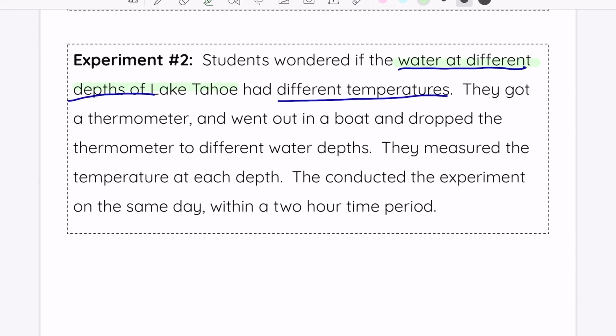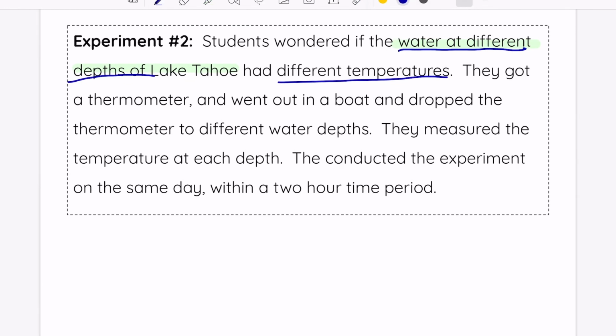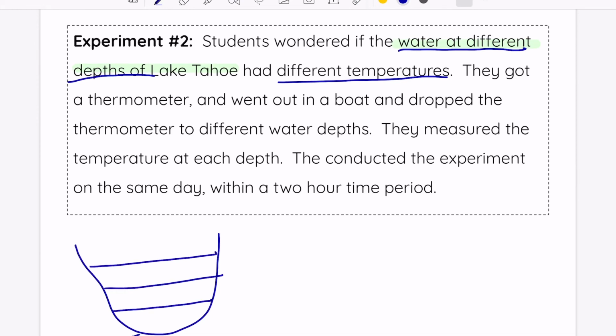So then here, if I just draw you a picture, right? So if this is the lake, and they want to measure what the temperature is going to be at each area, then they're not going to change the temperature, right? Because they're going to see if maybe layer 1 had a different temperature than layer 2. So this means that our dependent variable would be the temperatures.